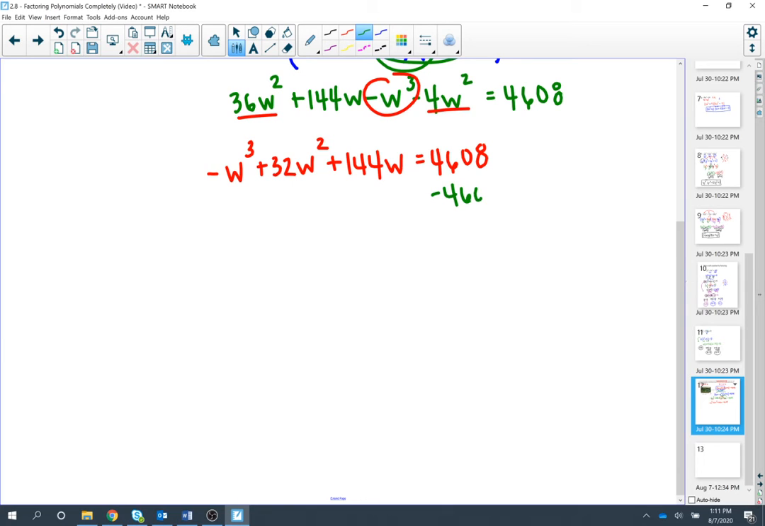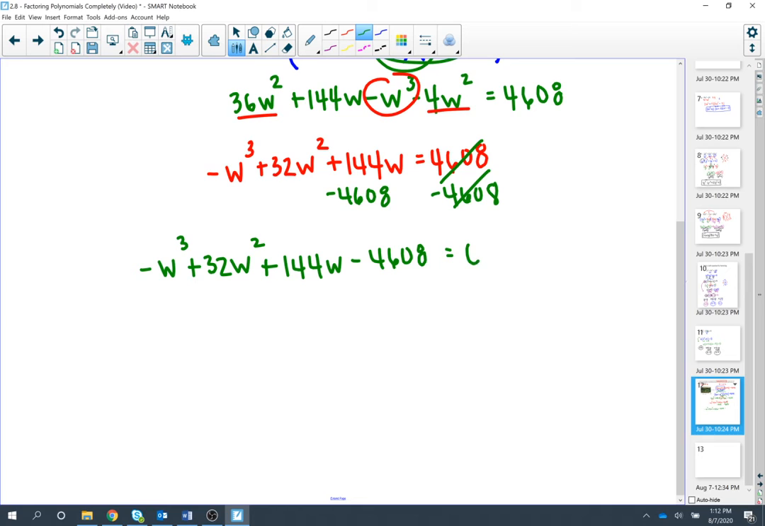Subtract your 4608. And I don't think that can actually subtract from anything because I don't have any constants. So now we're looking at negative W cubed plus 32W squared plus 144W minus 4608 equals 0. Awesome. But now we have to factor because we're trying to solve for W. And we need the zero product property, so we need this thing equal to 0.